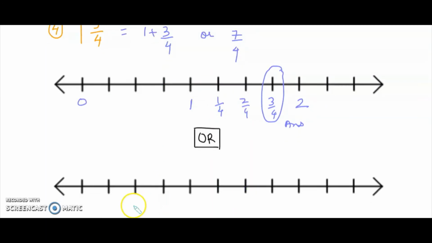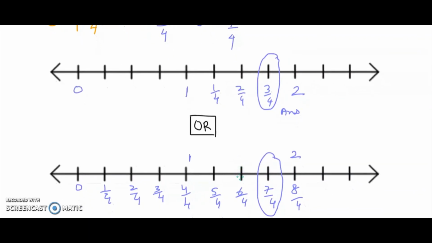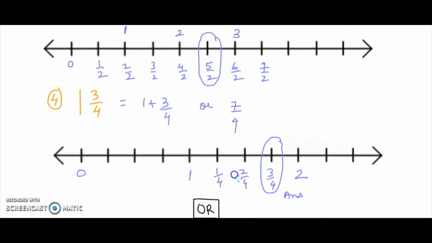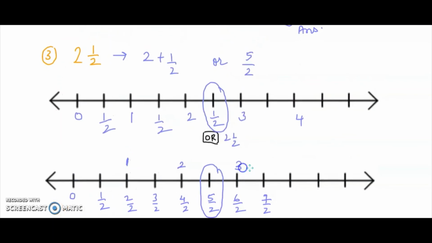Now, the other way of writing it is 1 by 4, sorry, 2 by 4, 3 by 4, 4 by 4, okay, 5 by 4, 6 by 4, 7 by 4, 8 by 4. You can show the 4 by 4 as 1 and 8 by 4 as 2. So this is your 7 by 4. So either way you show it, it's the right way. Now one thing, did you note that I have written the 0 on the left side and all the fractions are moving towards the right? Why? Because it is a positive rational number, and all the positive rational numbers or positive numbers will remain on the right side of the 0.